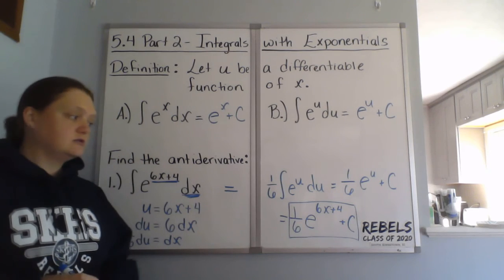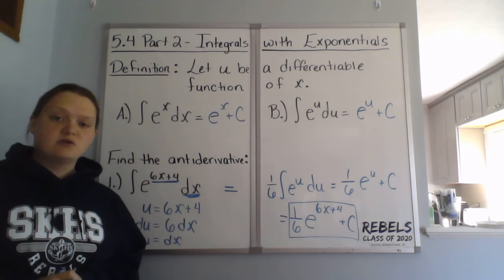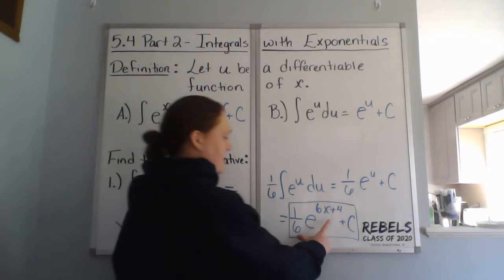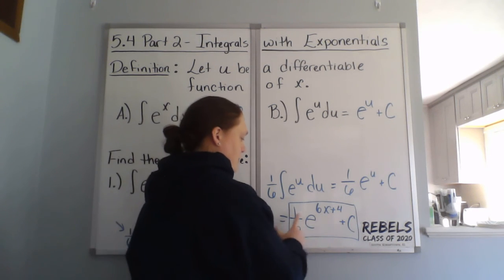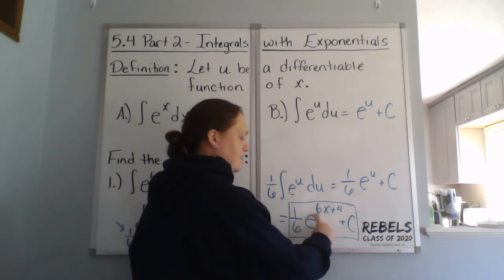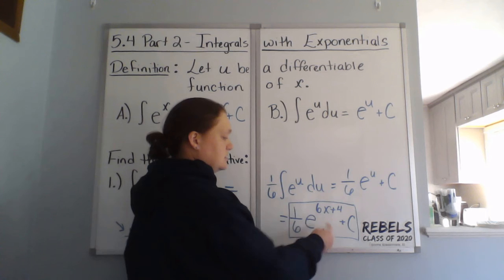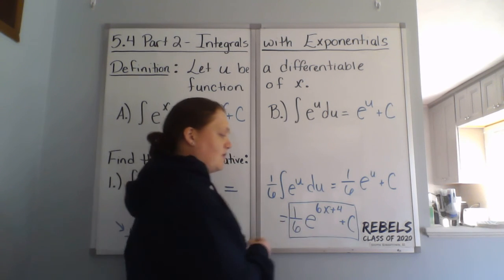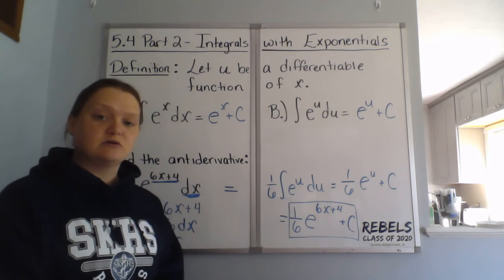And I want to remind you that for every antiderivative problem, you can check your answers by finding the derivative of what you came up with. If we were to find the derivative of this, it would be 1/6 this exponential times the derivative of this exponent, which would be 6, and the 6 and 1/6 would cancel off to give us just e to the 6x plus 4. The derivative of plus c would be 0, okay?